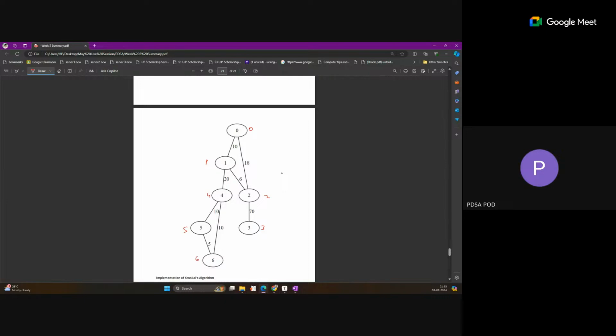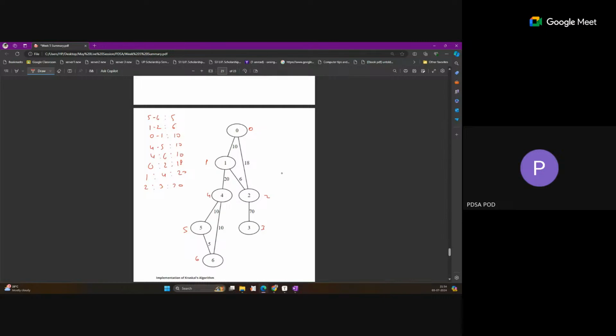So again, the edge with the minimum weight is 1 to 2, which is 6, and 5 to 6 is 5, and we have 3. Okay, so 0 to 1 is now 10, and 4 to 5 is 10, and 4 to 6 is again 10, and now 18. So 0 to 2 is 18, and then 1 to 4 is 20, and 2 to 3 is 70. Okay, so this is the edge information we have.